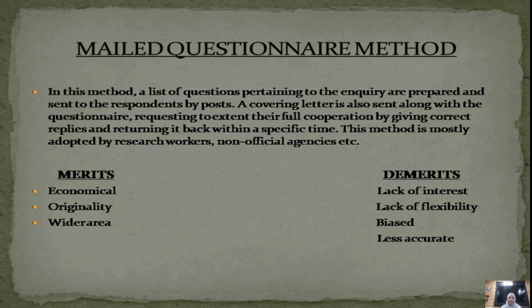The merits of this method are that it is economical, it has originality, and it covers a wider area. The demerits are lack of interest, maybe because of long questions, lack of flexibility, and it may be biased, and hence less accurate, which leads to wrong conclusions.